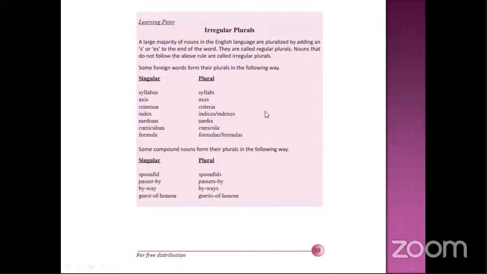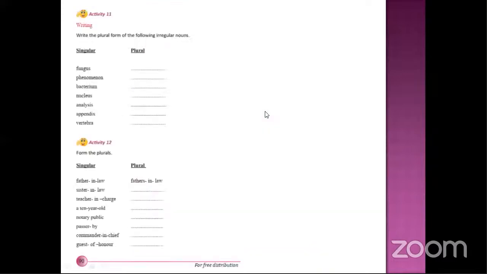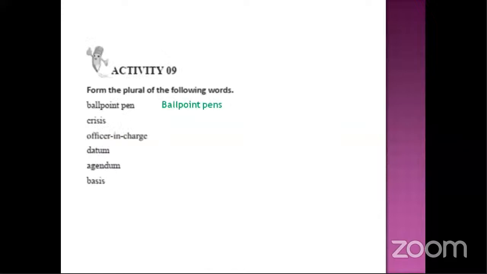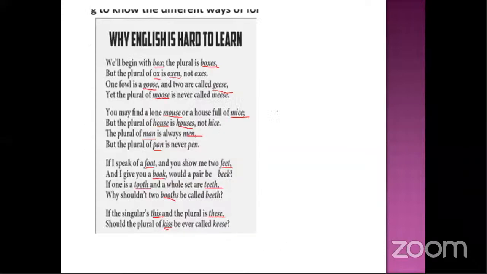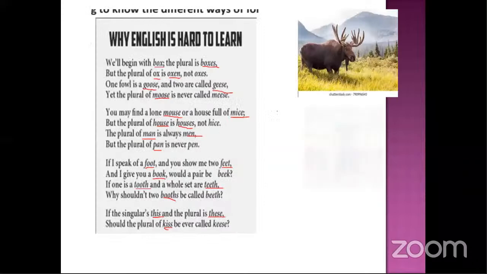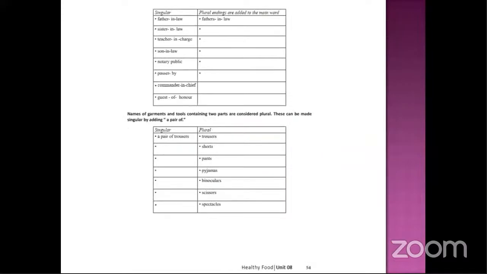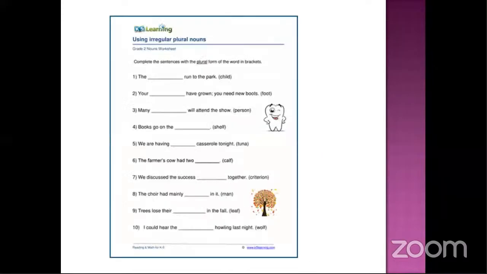And we read this learning point given in your textbook, and we did these two activities and workbook activities, and this poem, and you have to do this activity table. Okay, so that's all. I think you have got some idea about this lesson.